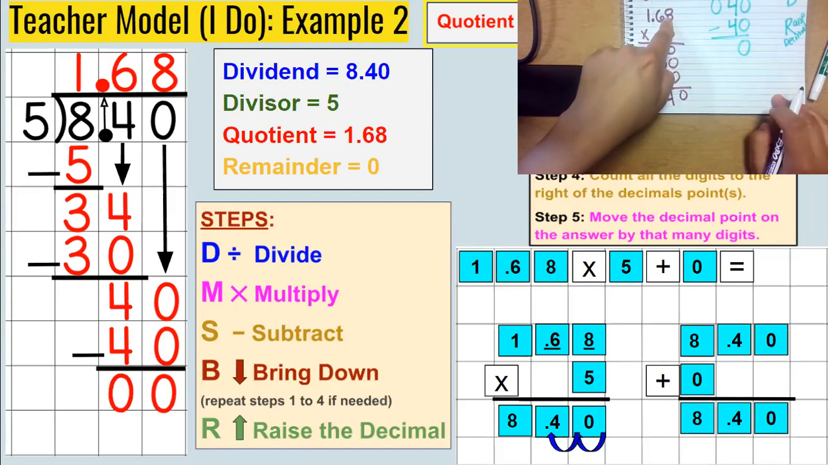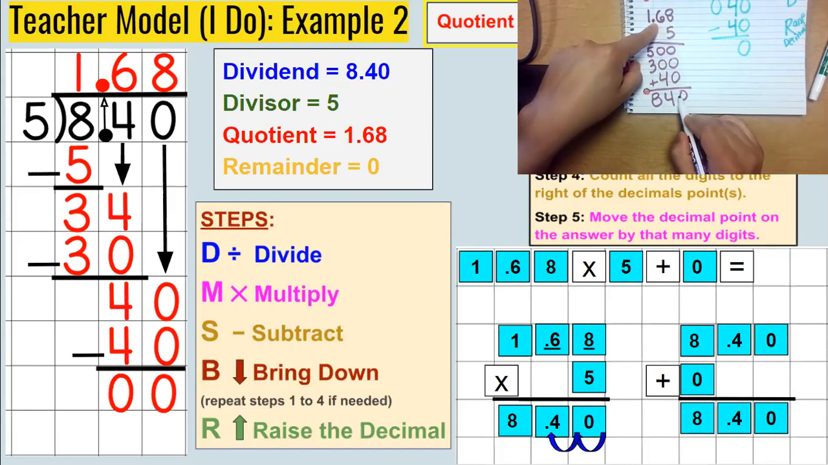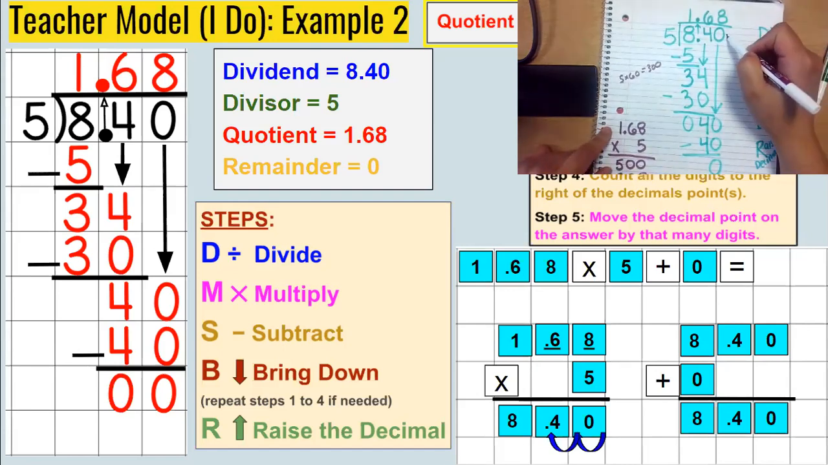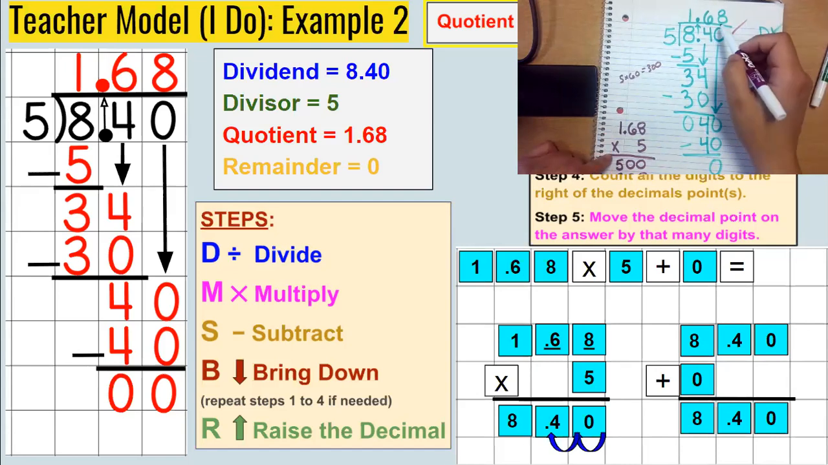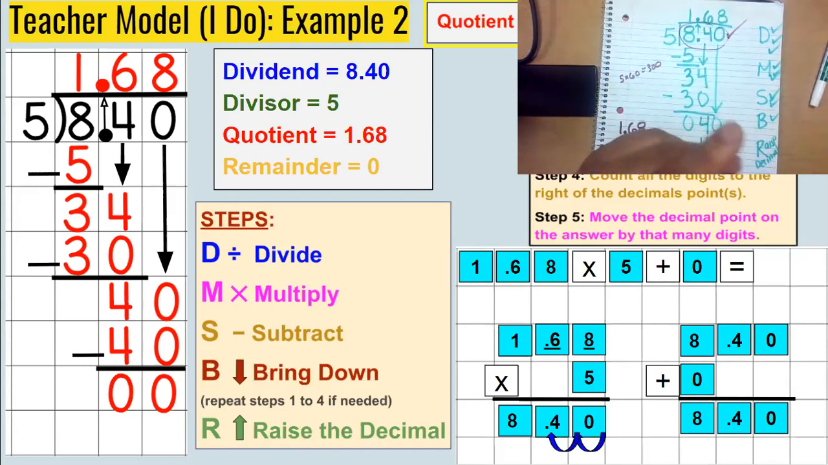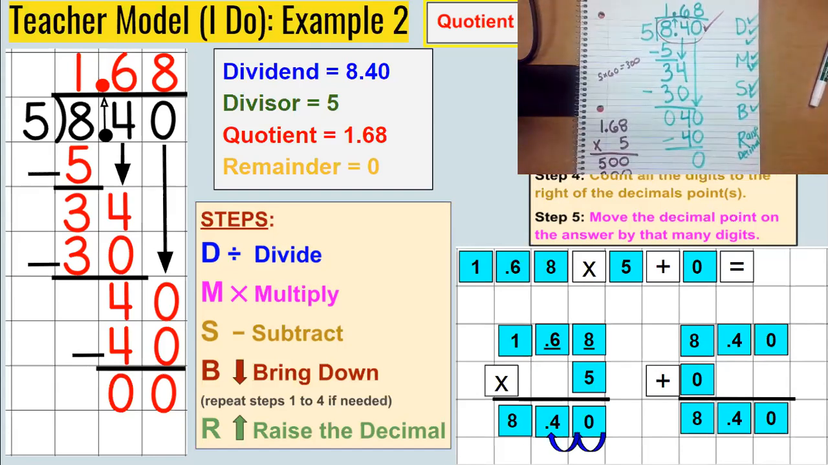Now there are 2 place values before the decimal. So I'm going to count 1, 2 place values before the decimal. This should be my dividend. 8 and 40 hundredths, and yes, I am correct. 8 and 40 hundredths. Right, but my quotient, 1 and 68 hundredths, is my quotient. Do you see that? Please ask questions.